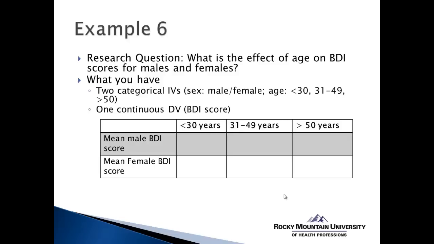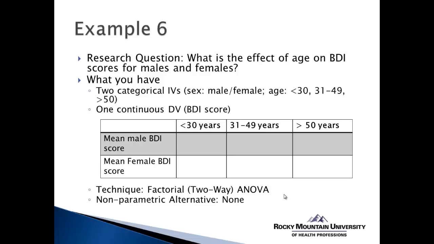Okay, so in this case, we would choose the factorial. Because we have two independent variables, a two-way ANOVA would be another way to characterize it. Now, if we don't meet the assumptions of the two-way ANOVA, unfortunately, we do not have a non-parametric alternative. So in this case, you may need to reconsider how you are going to classify your outcome.